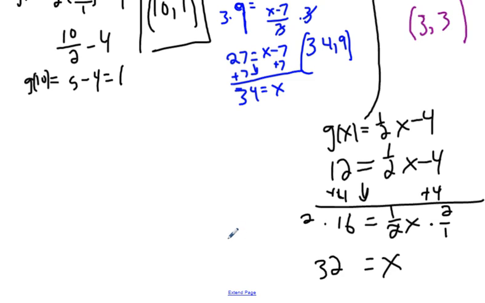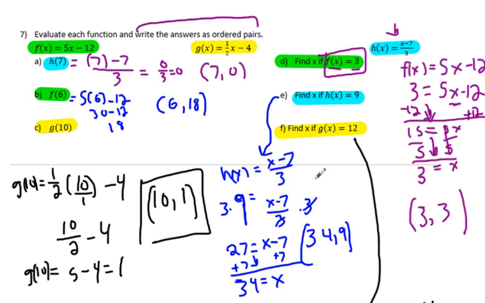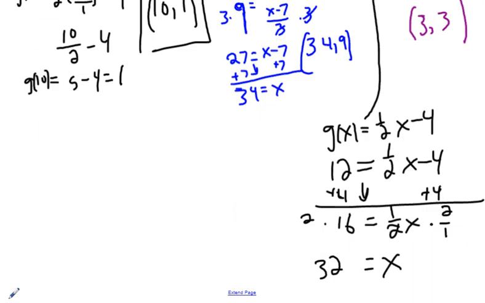So the ordered pair for f would be 32, and the x value they gave us was 12.